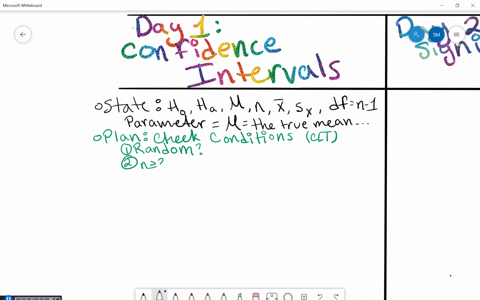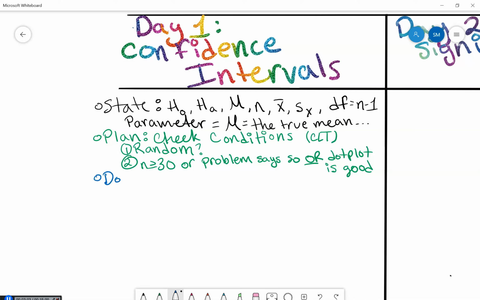The second is one of these three things has to be met. Either your sample size has to be greater than or equal to 30, or the problem says so, or the dot plot is good. This means that the dot plot shows no skews, no strong outliers. You could even look at the box and whisker plot if you want, looking at some graph to see if it's okay.